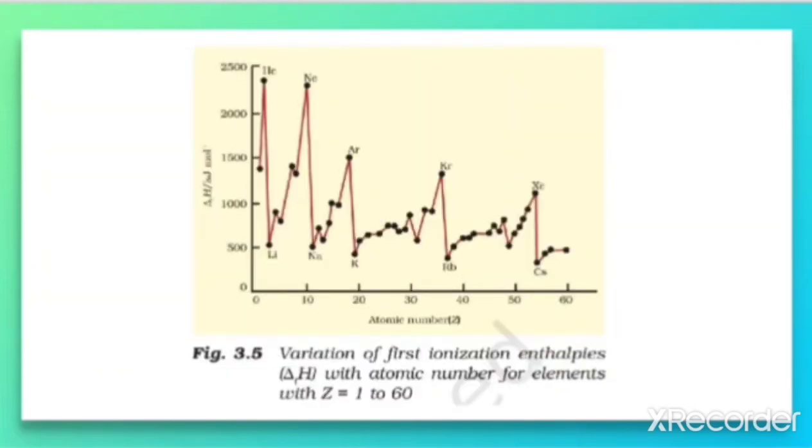There is also one more plot which is given in your textbook, that is the variation of first ionization enthalpy with atomic number for elements 1 to 60. So this is the plot which shows the ionization enthalpy of elements from atomic number 1 to 60.